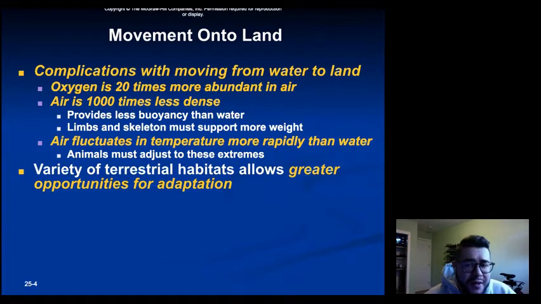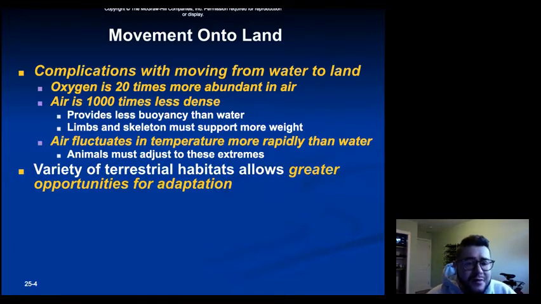Oxygen is 20 times more abundant in the air than it is in water. And having more oxygen in the air isn't necessarily good. Oxygen can oxidize things, and oxidize means potentially burn it, right? So, too much oxygen can destroy tissues. Being able to adapt to the large amounts of oxygen in the air was a big challenge.